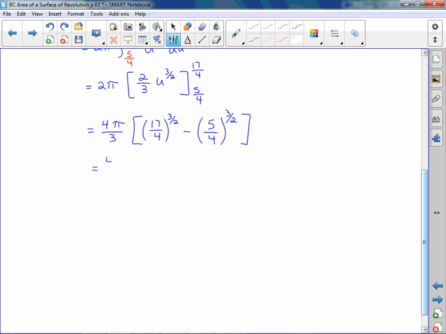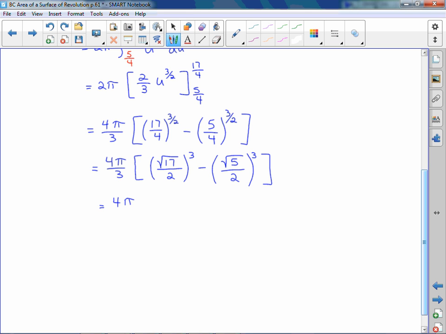Okay, so we still have 4 pi over 3 out front. And then we have, let's see, the square root. I think I'll go ahead and leave it as the square root of 17. Square root of 4 is 2. And then I'll just have the whole thing cubed. Minus the square root of 5 over the square root of 4 is 2. And now I'm going to cube that.